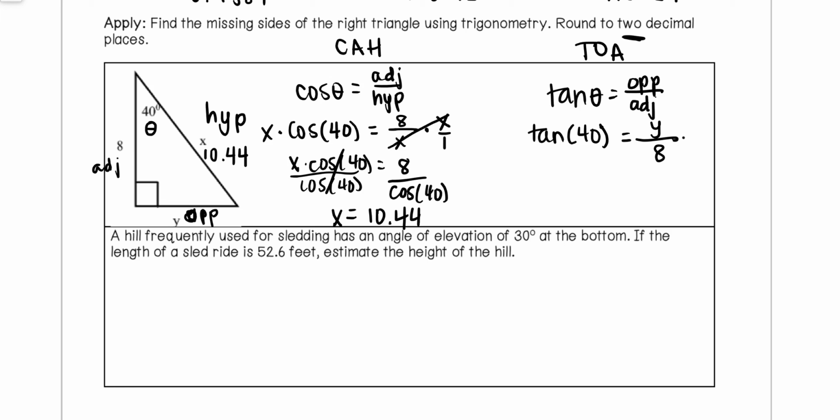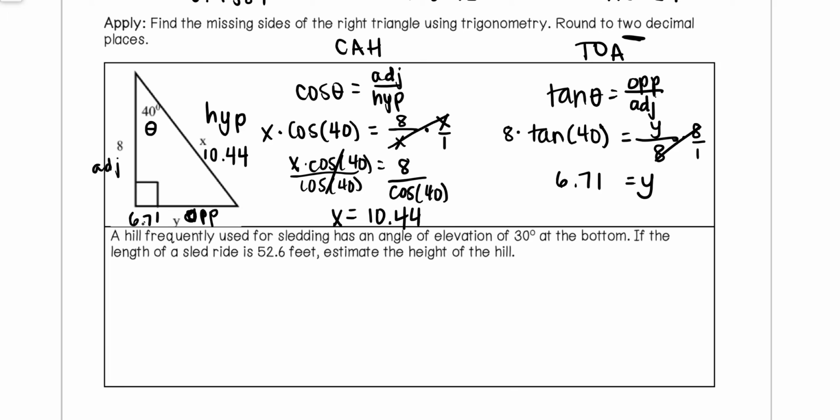So in order to get y by itself, we're going to multiply both sides by 8. Remember, this is like 8 over 1, so it's allowing those 8s to simplify to 1, and we're just left with our y value. And so to get that, we just have to type in 8 times the tangent of 40, and we should get 6 and 71 hundredths, and that would be our side length there.